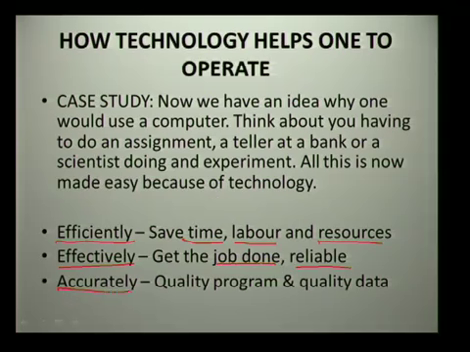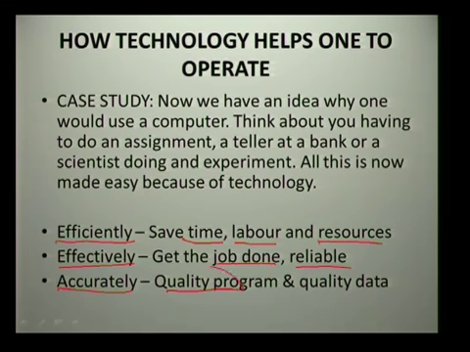And then lastly is accurately. Why are we saying we are working accurately when we use this technology or computer? We are saying that it gives quality in terms of what we do. Why are we saying it's a quality program? Because it gives quality results, and again, it gives quality data. Whenever you are working with a computer, you know that you can rely on the result you get from this device, because it has been programmed to do specific tasks. So you don't always have to question whether the result is correct or incorrect.